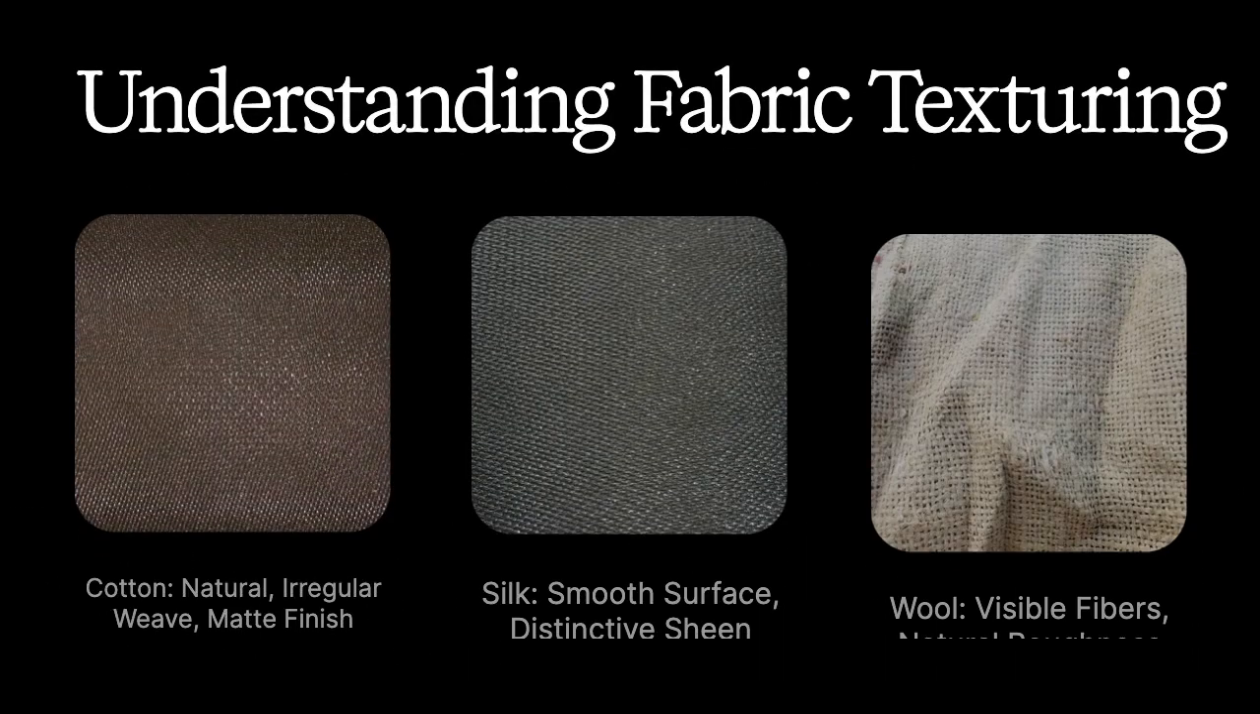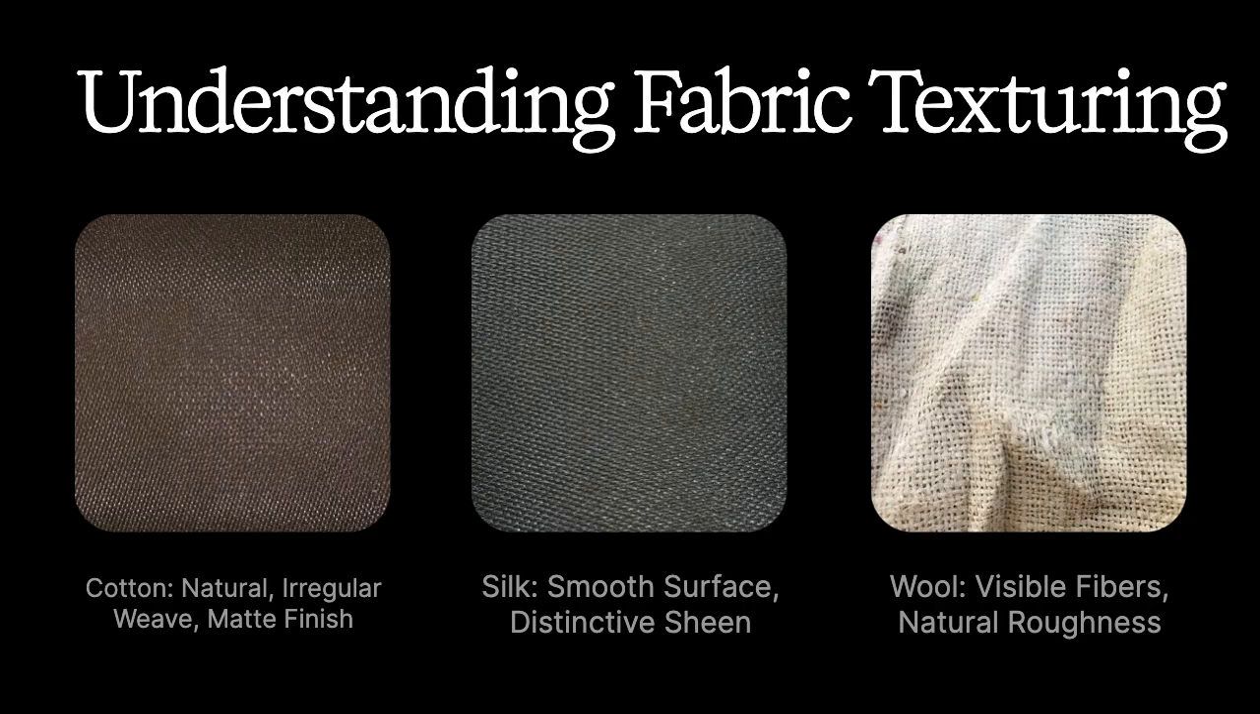When it comes to fabric texturing, understanding the unique characteristics of different materials is crucial. Cotton should display a natural, slightly irregular weave pattern with a matte finish. Silk requires a smooth surface with distinctive light reflection properties that create that characteristic sheen. Wool needs to show both surface texture and depth, with visible fibers and a natural roughness.